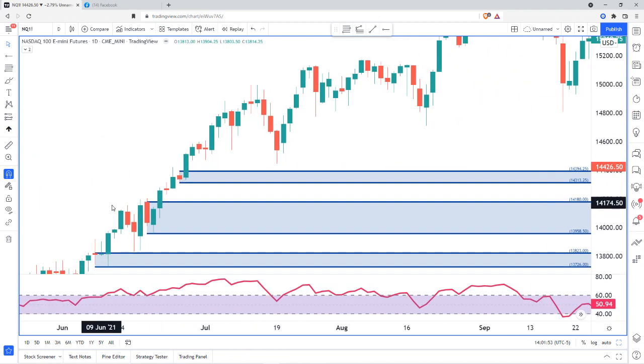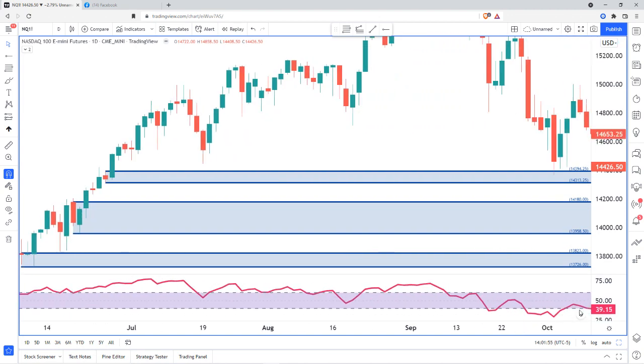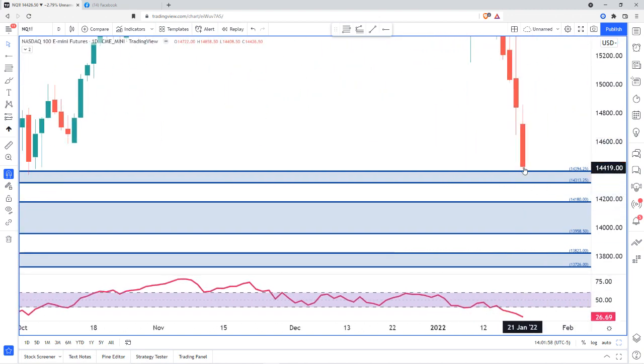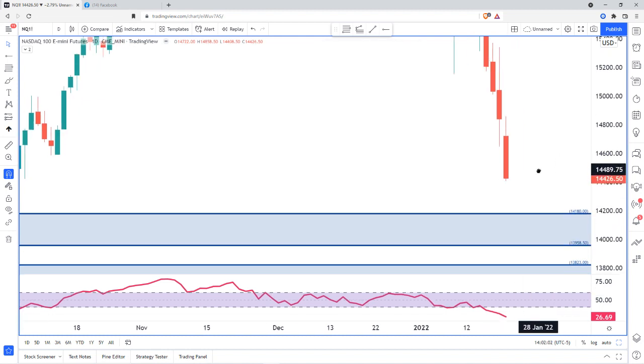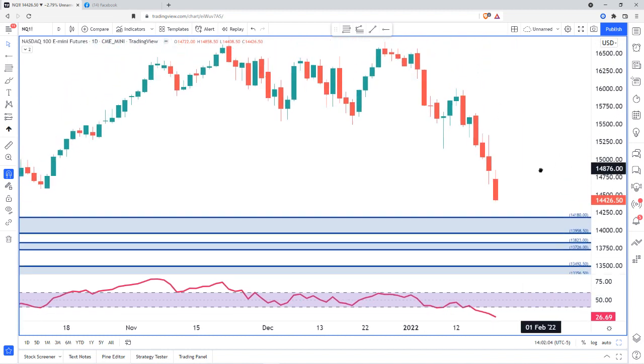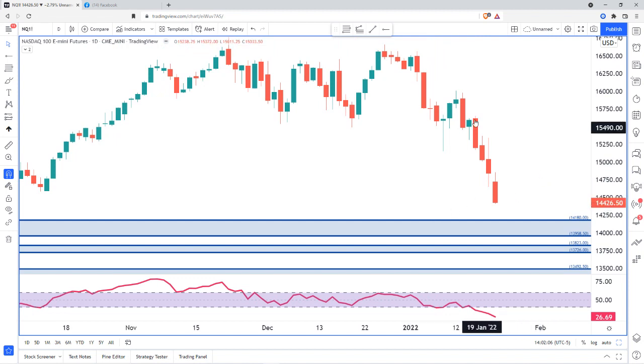But along the way, we have plenty of areas to stop anyway. So here we are hitting the tested zone. This one's not likely to hold, but it could cause a little bit of a bounce, just like we saw in the Russell. And what I would look for is continuation of the downward move once that happens.